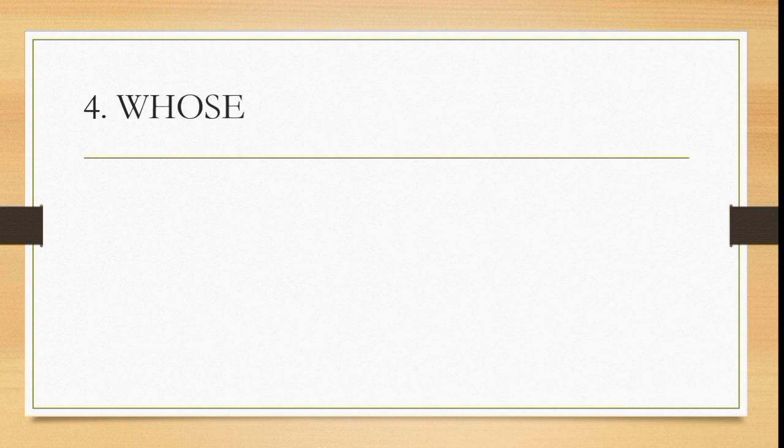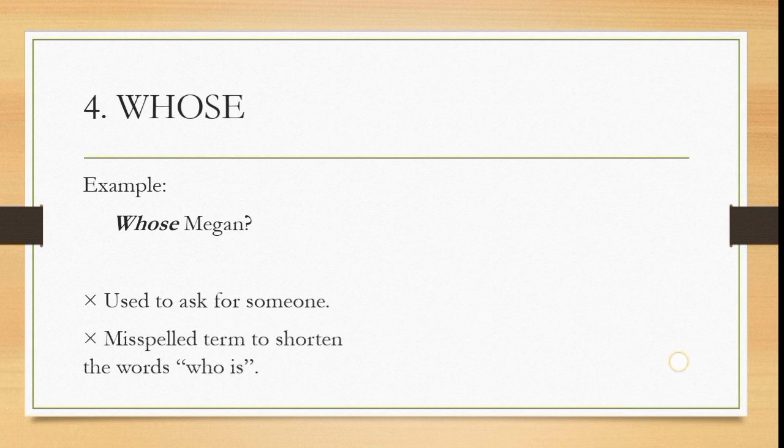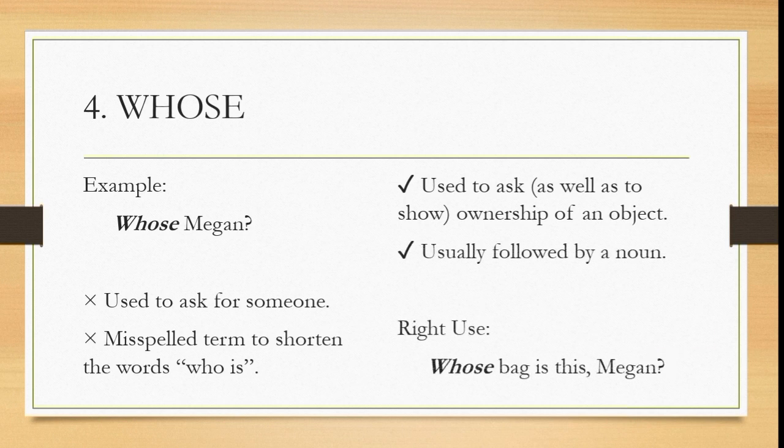The difference between the word whose is that, example mistake, "Whose Megan?" is wrong because it is used to ask for someone, and is a misspelled term to shorten the words who is, when it should be used to show ownership of an object, and is usually followed by a noun. Like example, whose bag is this, Megan? The word bag here acted as a direct object that is showing possession and ownership.